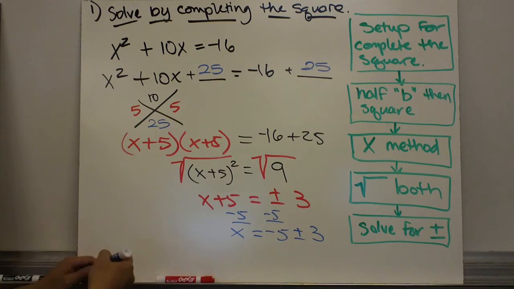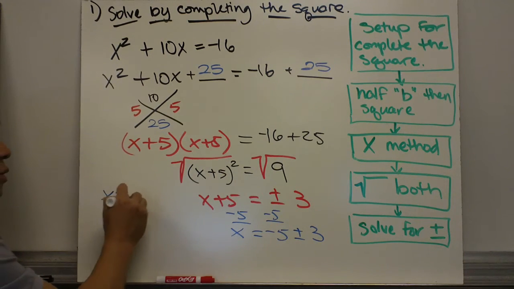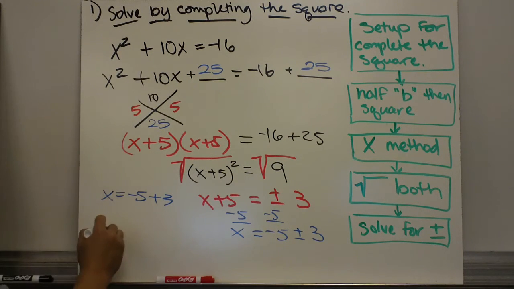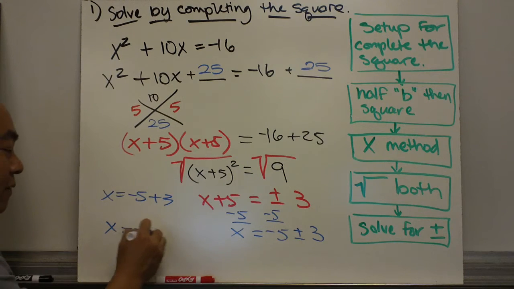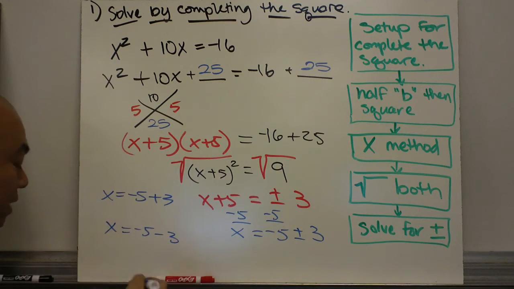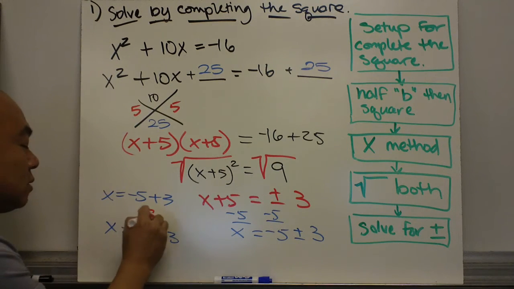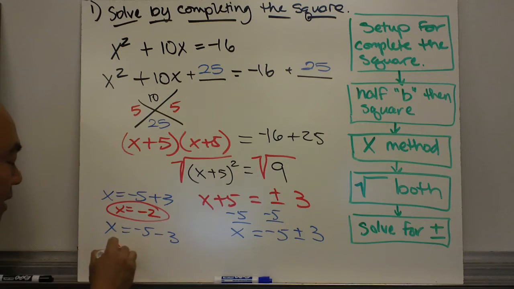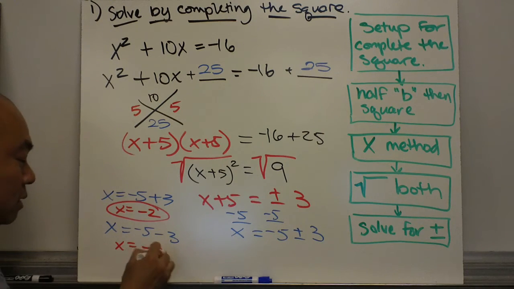So you can have x is equal to negative 5 plus 3, that's the plus 3 part, and then you can also have x is equal to negative 5 minus 3, and that's the minus 3 part. Okay? So negative 5 plus 3 is going to give us negative 2. So x is equal to negative 2. That's one answer. And then the other one is x is equal to negative 8, and that's the other answer.